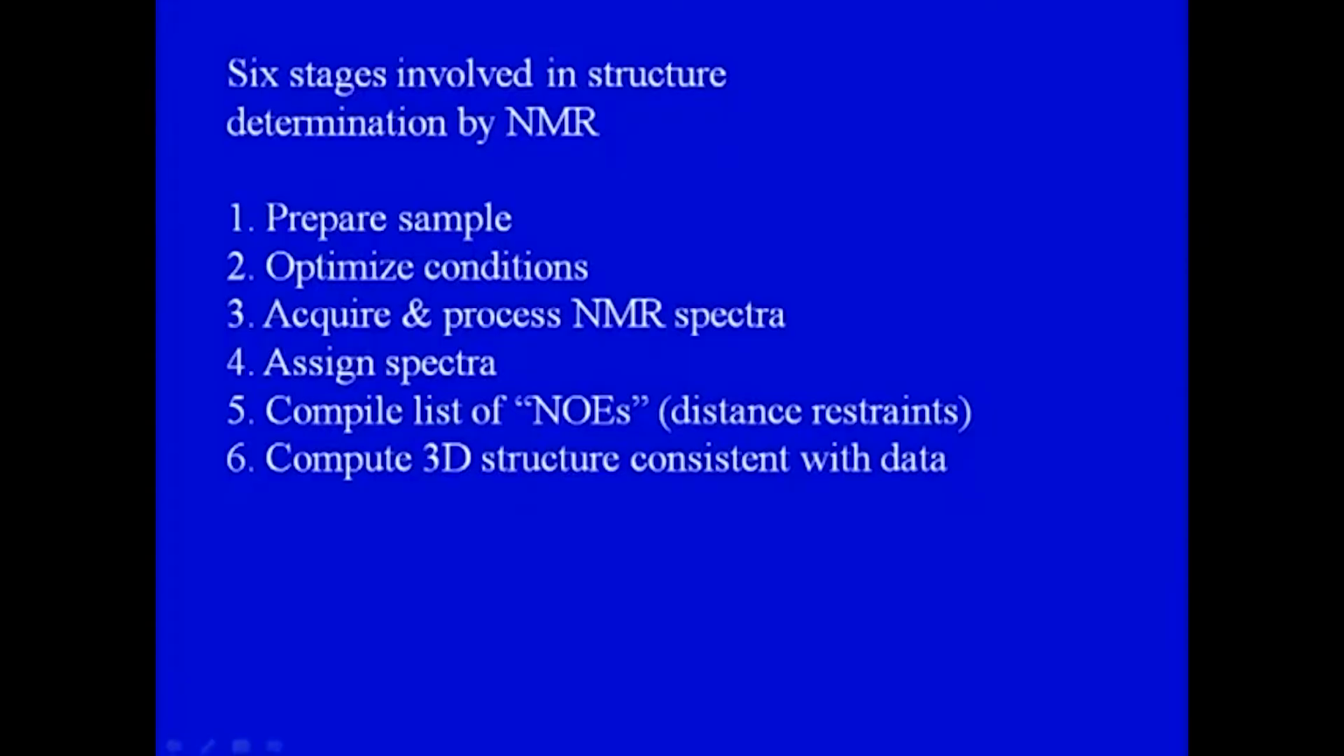Once certain peaks are assigned, then a 3D structure needs to be computed, which should be consistent with the data. This 3D structure is determined on the basis of different interactions, like correlation effects or nuclear Overhauser effects, which need to be taken into consideration.